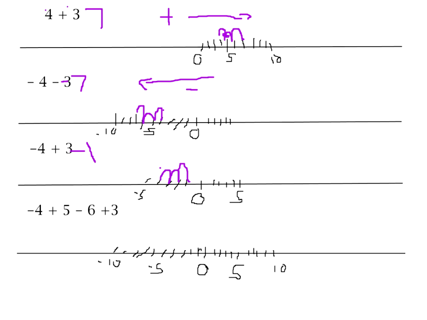So our first number is negative 4. So 1, 2, 3, 4 right here. Then it says plus 5. So which direction am I going in? Right or left? Right. So 1, 2, 3, 4, 5. So I'm sitting there at a positive 1. Now it says negative 6. So where am I going to go now?